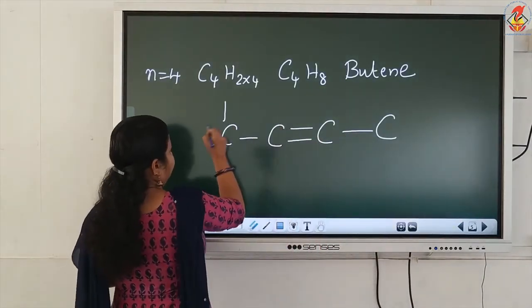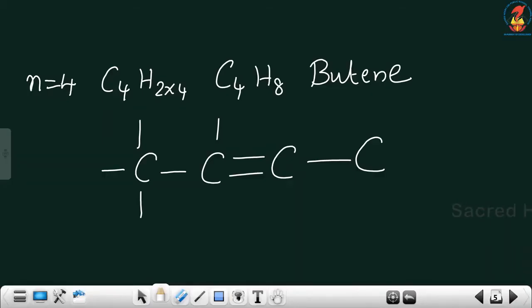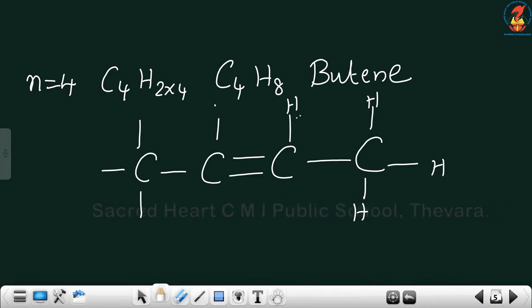Take the first carbon. It has 3 free valencies. The second one, 1 plus 2, 3 are occupied, so only 1 valency is free. The third one also 2 plus 1, 3 is occupied, 1 free valency. The last one, all 3 valencies are free. So, write hydrogens. Okay, so this is the structural formula.